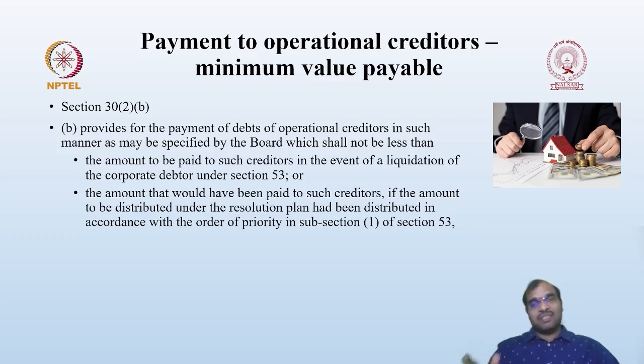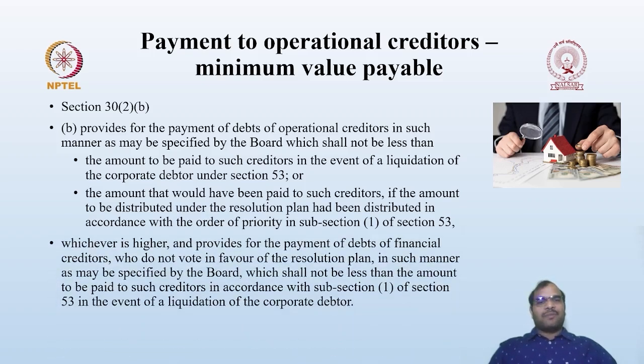In the subsequent lessons, when another faculty discusses the concept of liquidation, we are going to discuss how you are going to make the payment. That is called the waterfall mechanism. What is the minimum amount that you are expected to pay under the waterfall mechanism? That amount you are expected to pay to the operational creditor. So this is the minimum value payable to the operational creditors.